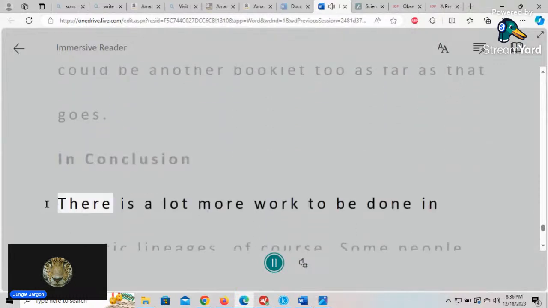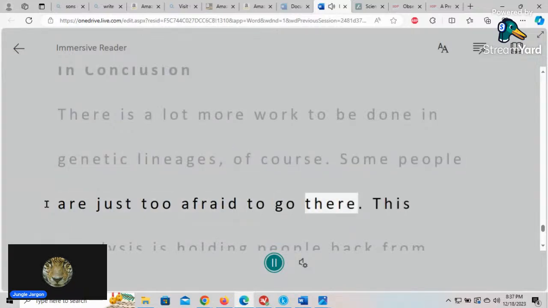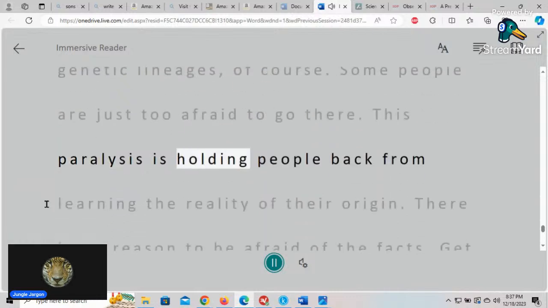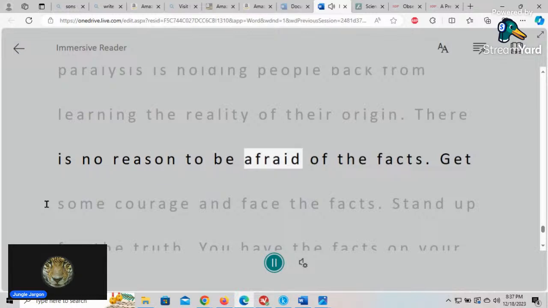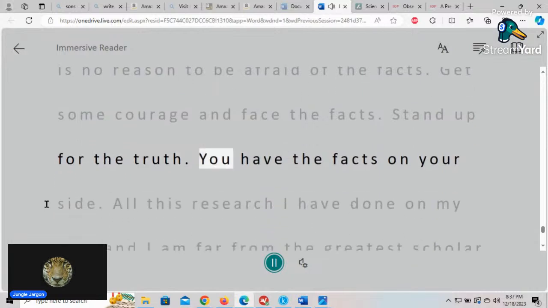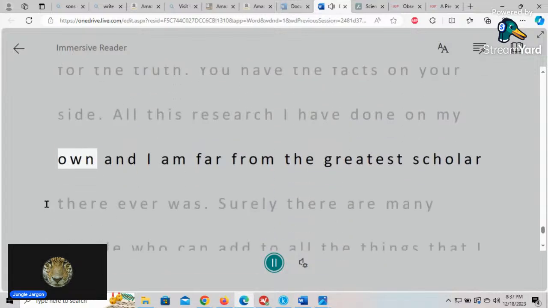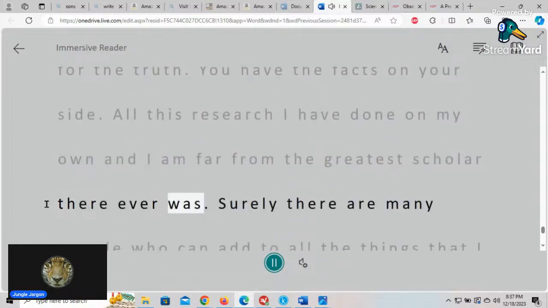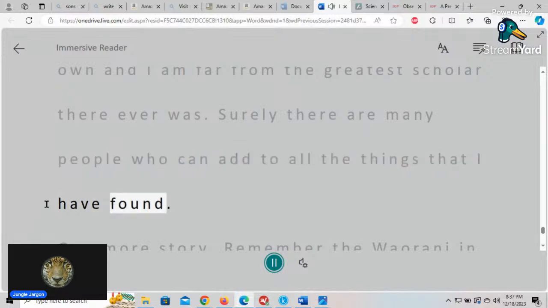In conclusion, there is a lot more work to be done in genetic lineages, of course. Some people are just too afraid to go there. This paralysis is holding people back from learning the reality of their origin. There is no reason to be afraid of the facts. Get some courage and face the facts. Stand up for the truth. You have the facts on your side. All this research I have done on my own, and I am far from the greatest scholar there ever was. Surely there are many people who can add to all the things that I have found.